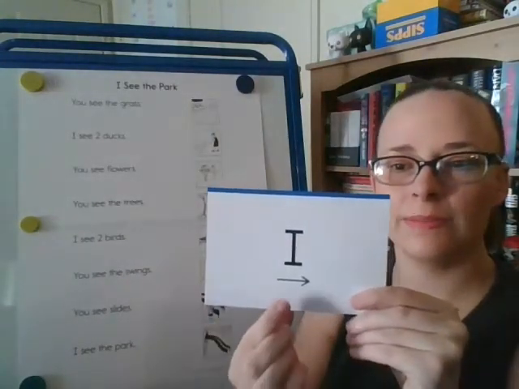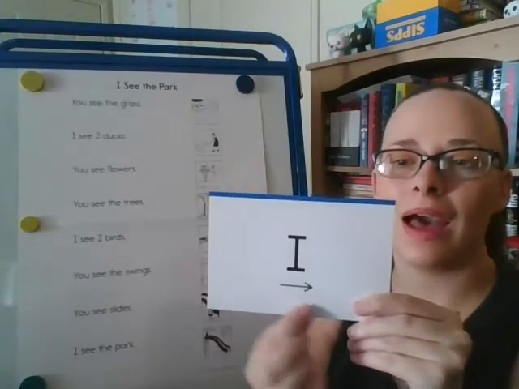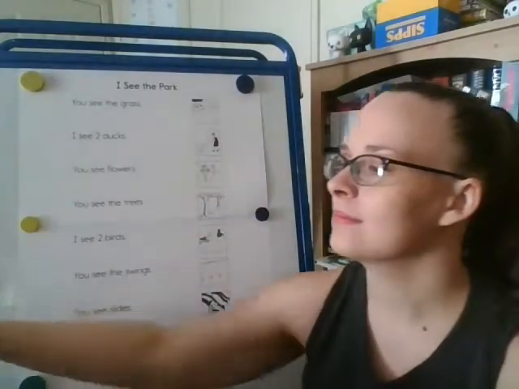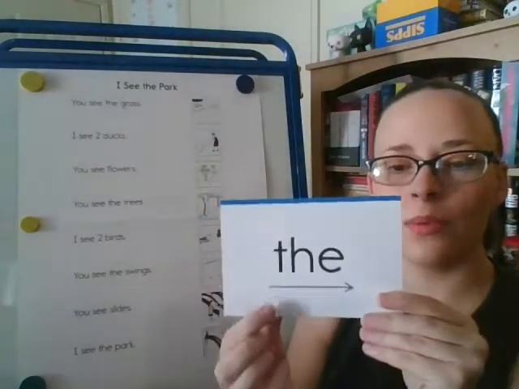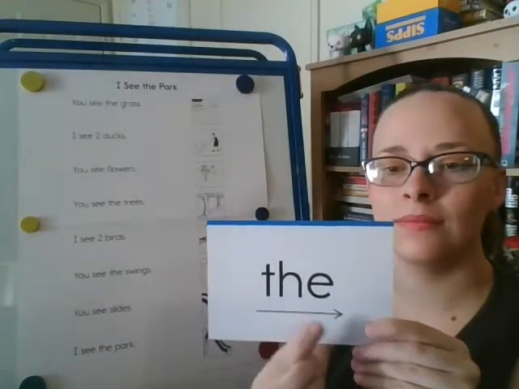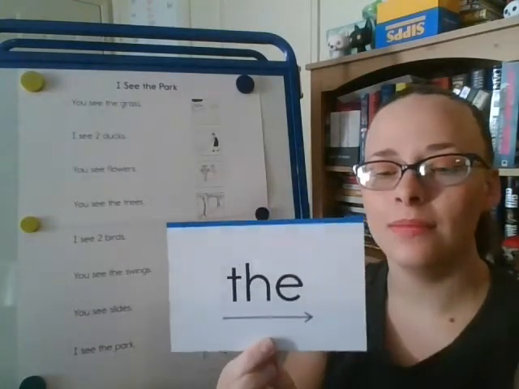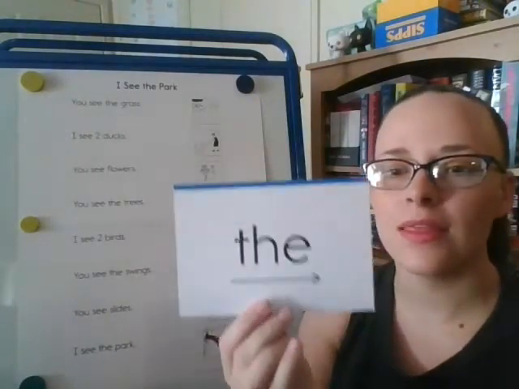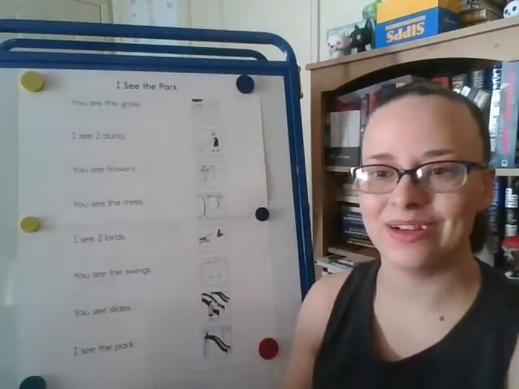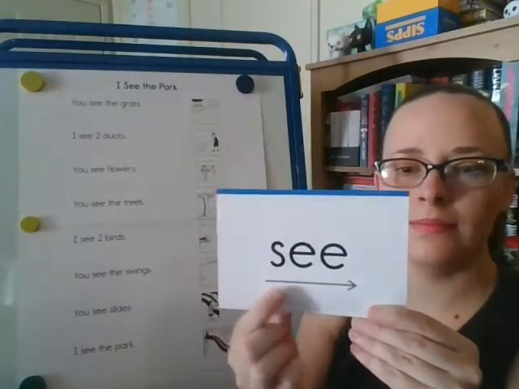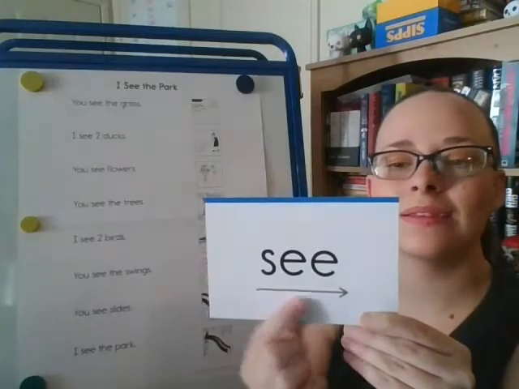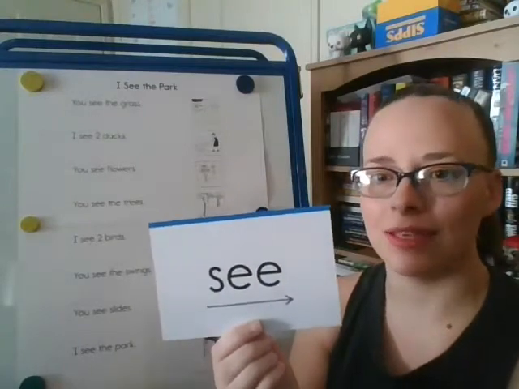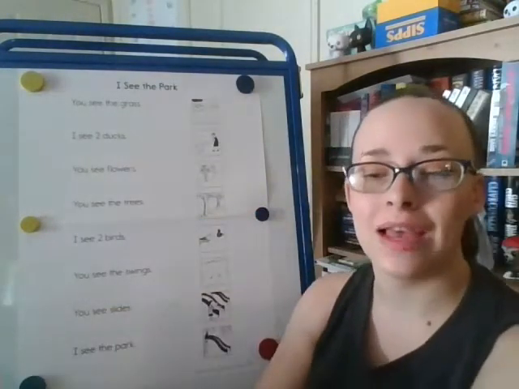Read. Spell. Read. I, capital I, I. I see the class. I. Read. Spell. Read. The, T-H-E, the. I see the class. The. Last word. Read. Spell. Read. See. S-E-E. I see the pencil. See. Those are our sounds and sight words.